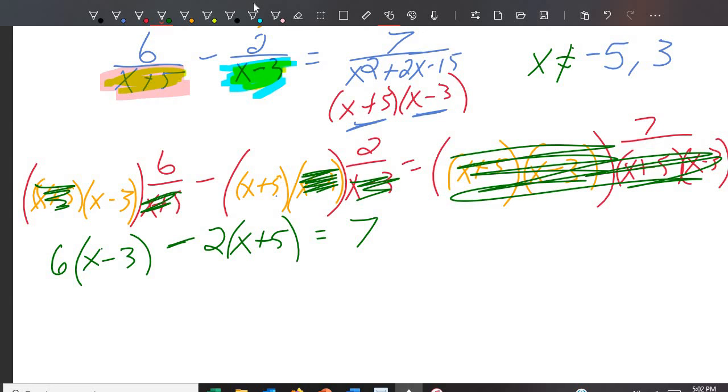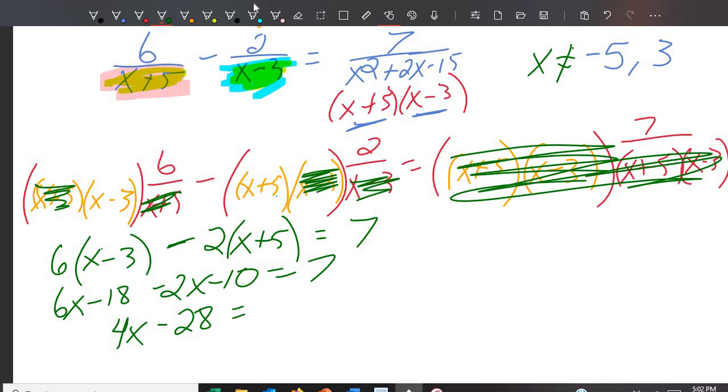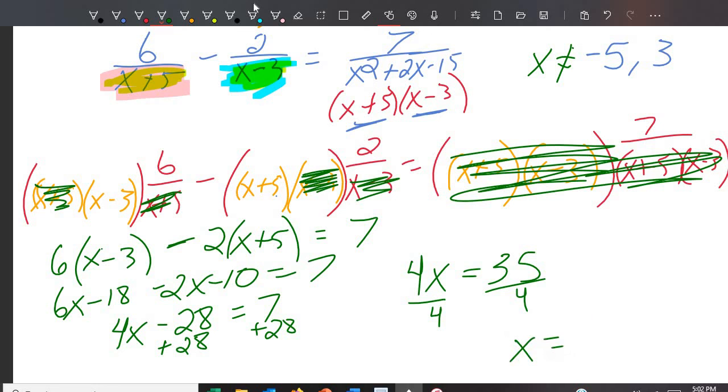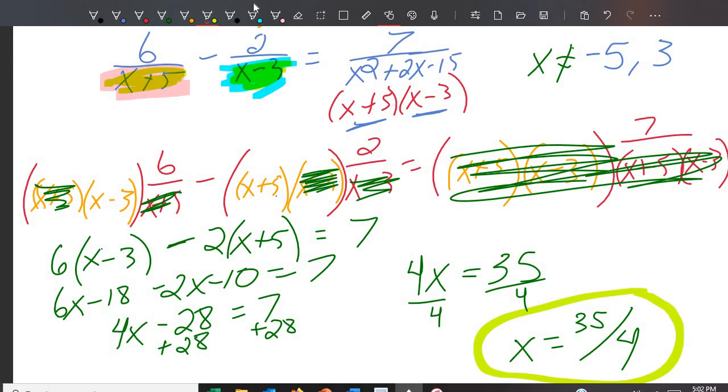Now we're just going to do the distributive property, add like terms, and solve for x. We're going to get 6x minus 18 minus 2x minus 10 equals 7. On the left side, I can combine like terms. We'll get 4x minus 28 equals 7. I'm going to add 28 to both sides. We're going to get 4x on the left, 35 on the right. Then we divide by 4. So x turns out to be 35/4. That's all I can do. That's my answer.